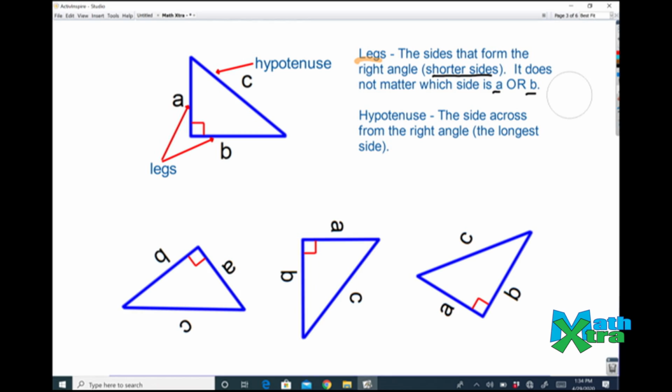Now, let's look at the hypotenuse. The hypotenuse is the side across from the right angle. It's the longest side. So when I look at this side here, C is always across from the right angle.